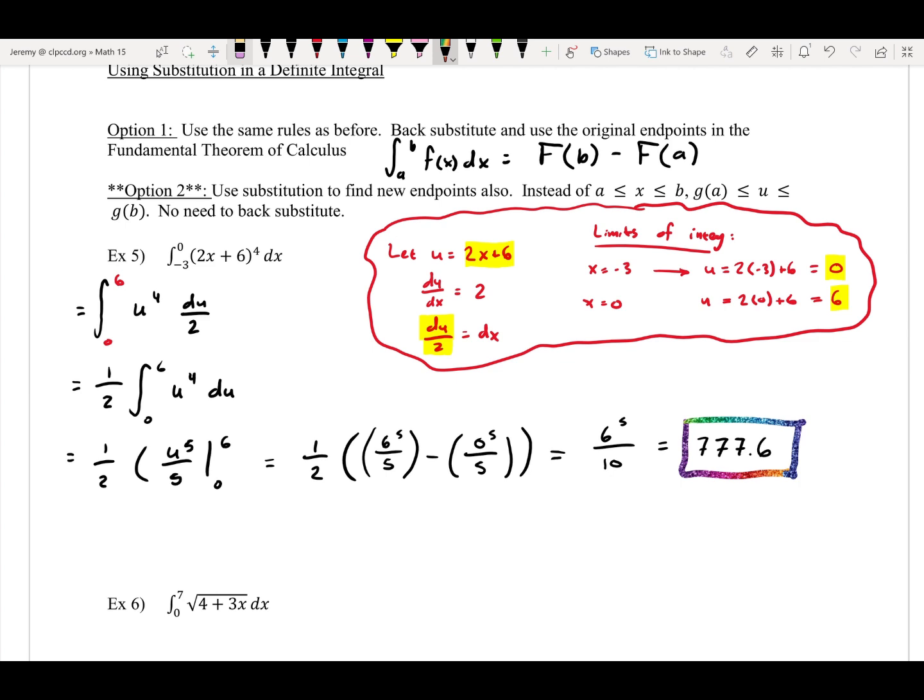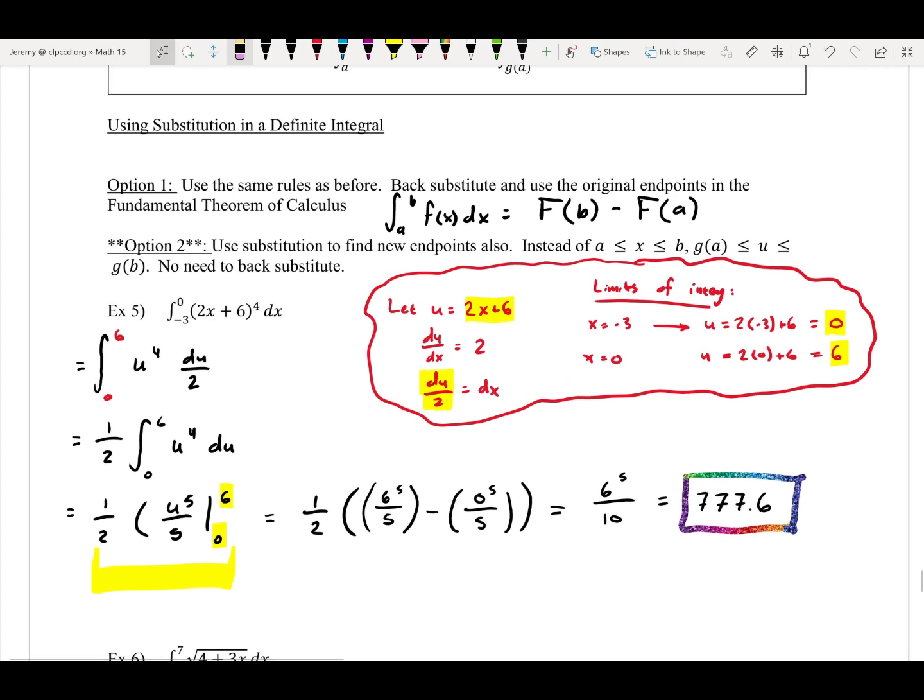All right, notice that there's no need to go back in terms of x. Everything is taken care of. When I get to this point where I have my antiderivative in terms of u, I don't have to go back in terms of x because my limits of integration are u values. So I can just substitute directly in and finish out the problem as I normally would if I was just working in terms of x.